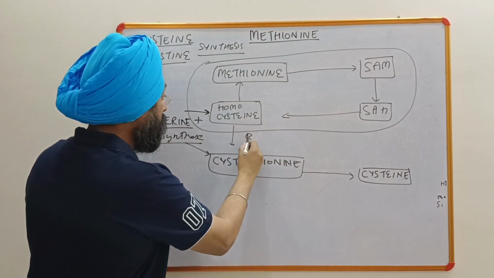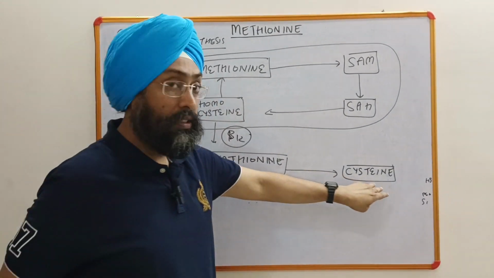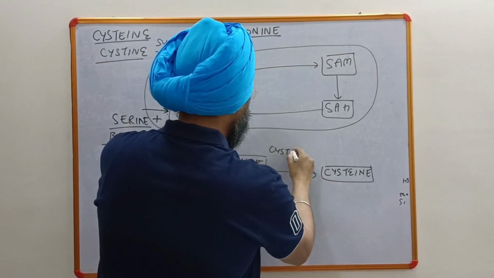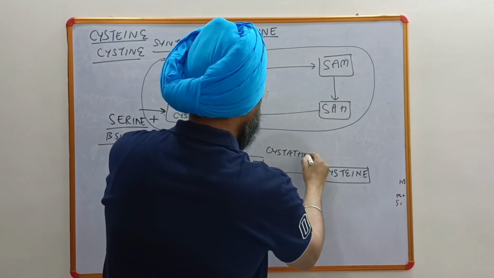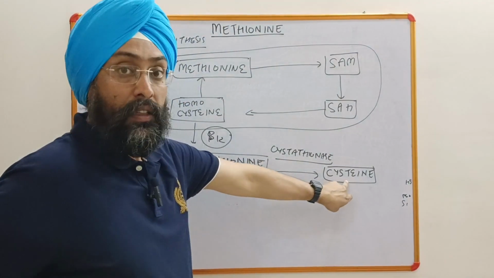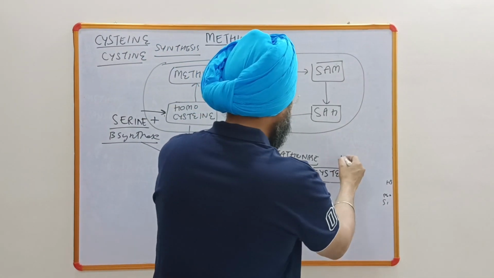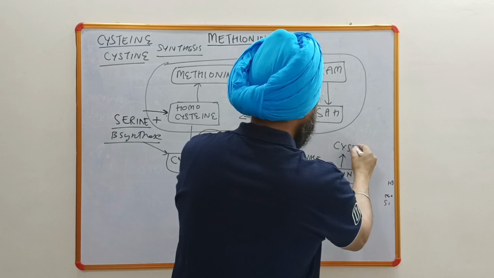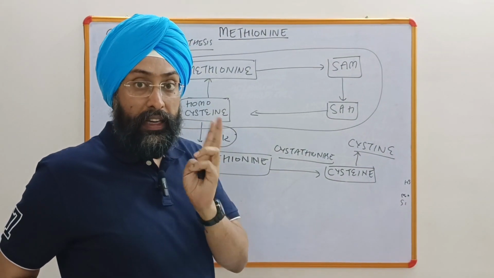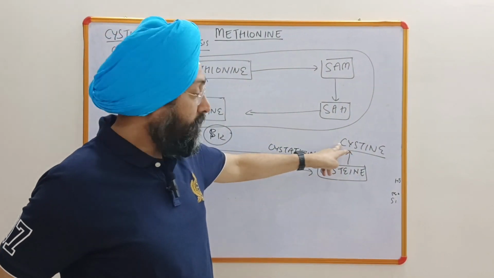This reaction is B6 dependent, right? Cystathionine will form cysteine by the cystathionase reaction, by the enzyme, right? Cysteine is a monomer, and cysteine can be further converted to cystine. Two cysteines will form a disulfide linkage with each other to finally form cystine, right? Our third amino acid, right?